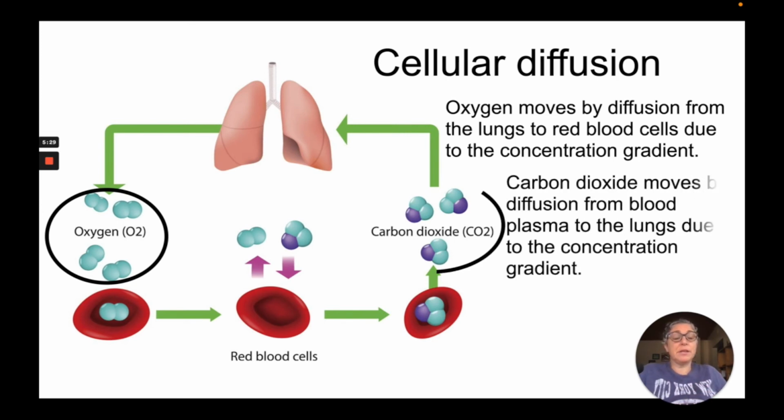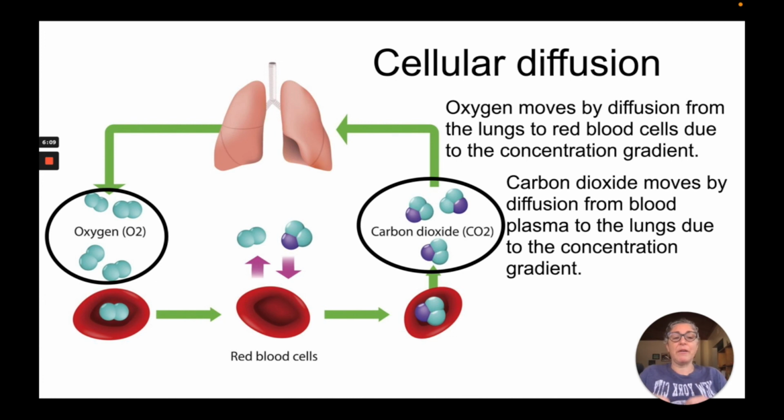The second area of cellular diffusion is where the carbon dioxide molecules leave the blood and enter the lungs. Again, the carbon dioxide moves by diffusion, and in this case it's from the blood plasma, not the red blood cell, but for the diagram it's fine. It's moving from the blood plasma, which is the liquid portion of the blood, into the lungs, again due to the concentration gradient. The activity of our body, all of the energy requirement that we need, creates a lot of carbon dioxide.